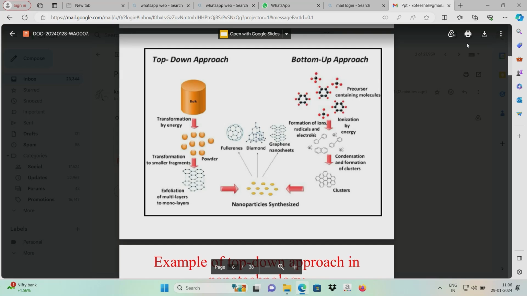Now coming to the bottom-up approach, the nanomaterials are taken. Initially the powdered form is taken and it goes to the cluster form, and again to ionization by energy, and then comes the condensation of the clusters. Then the nanoparticle synthesis is made. This is the reversal process of the top-down approach. Top-down is the reversal of bottom-up, and bottom-up is the reversal of the top-down approach.